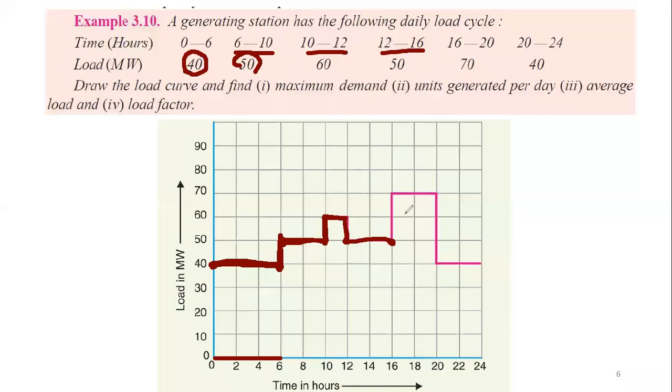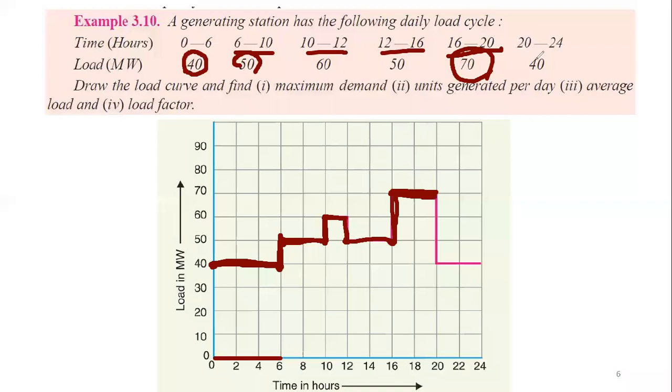Next will be 16 to 20, that means 70 megawatt. 16 to 20 means it is international time, so you have to subtract 12. That means 4 to 8. So 16 to 20, that is 70 megawatt. The amount of load consumption will be 70 megawatt. Now joining with the previous diagram.